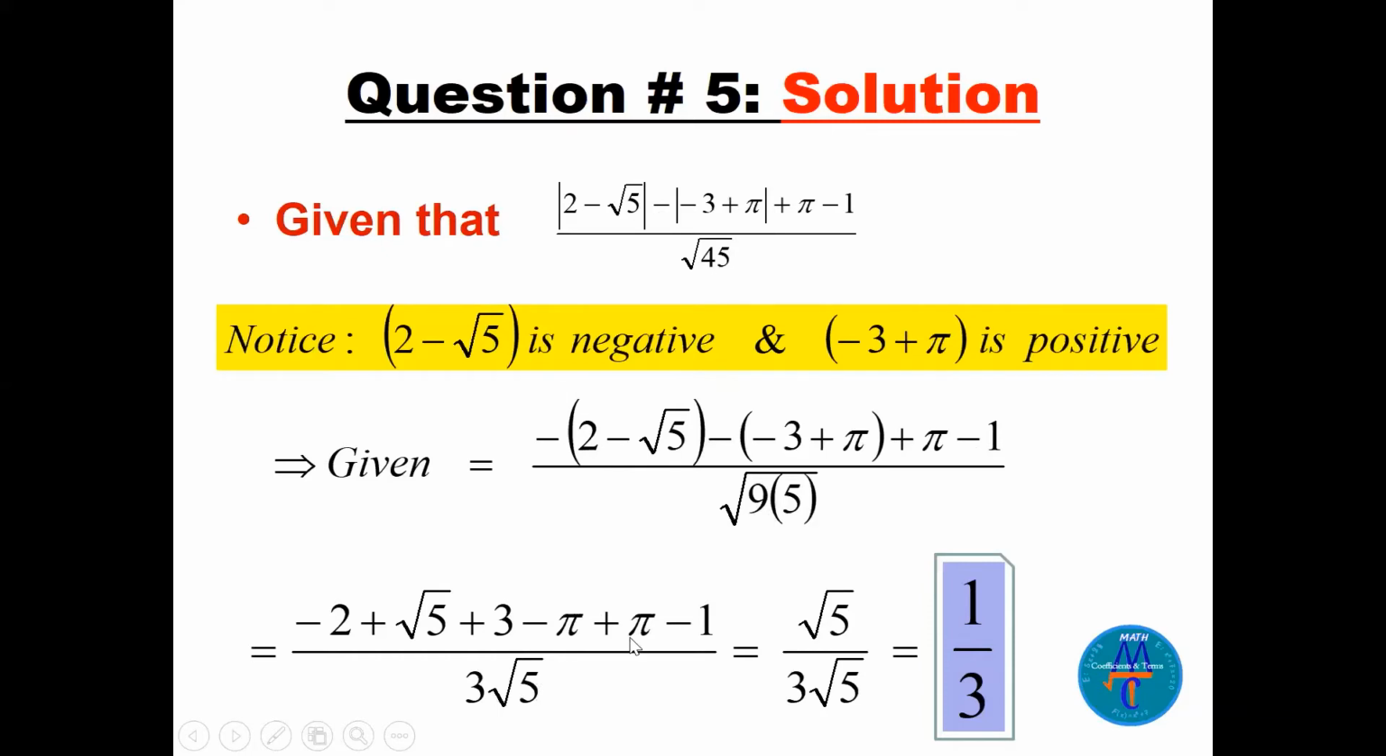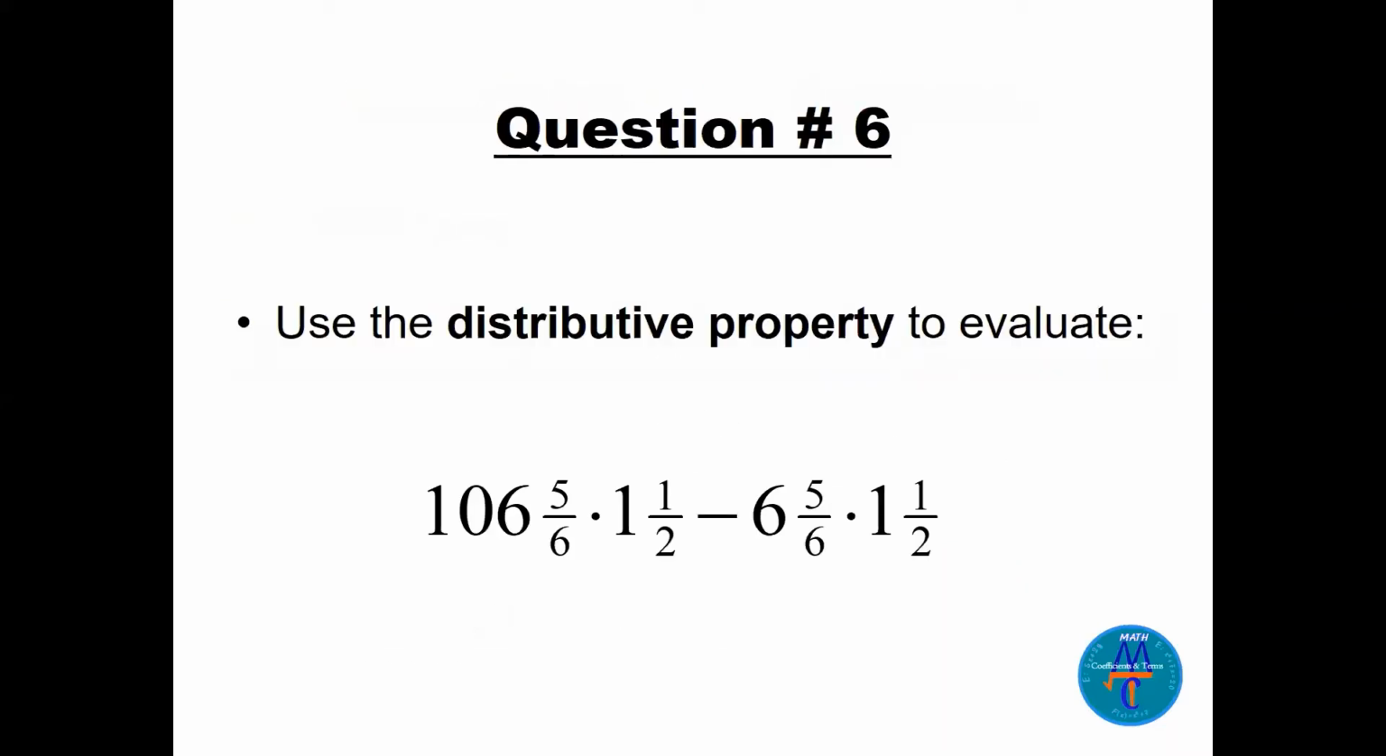Now, you can cancel things here. You can cancel the pi. You can cancel the numbers. And then we are left with the square root of 5 divided by 3 square root of 5. Also, we cancel square root of 5. So the answer is 1/3. Nice answer. Number 6, use distributive property to evaluate this number.